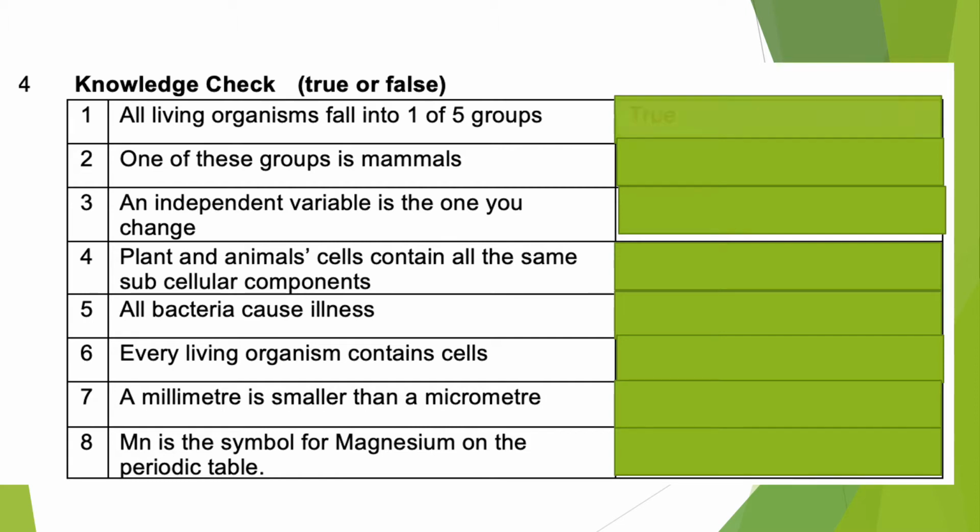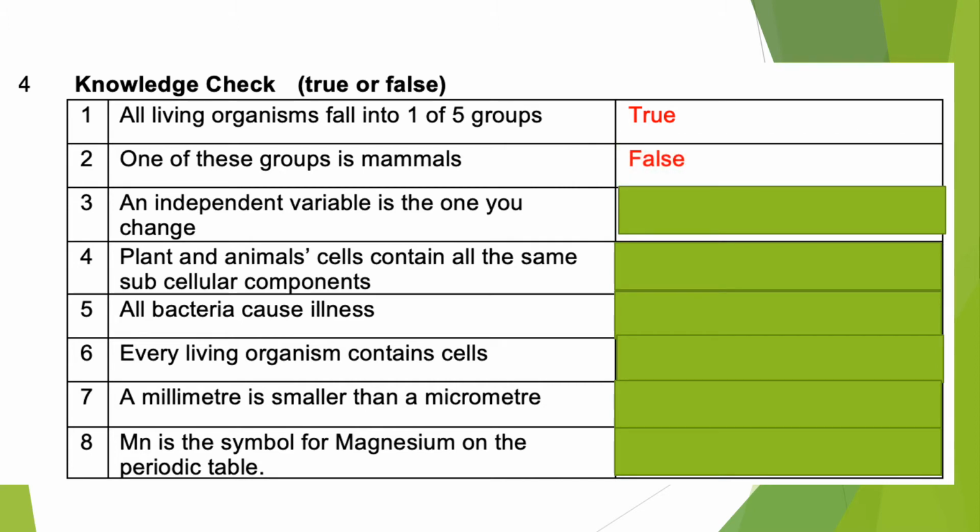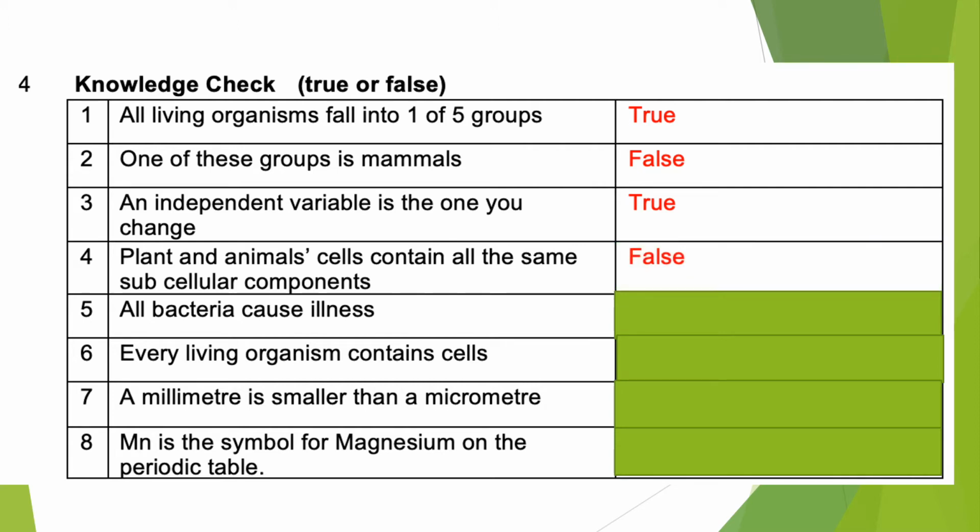This is going to be true, as we are going to learn today. Number 2 says, one of these groups is mammals. This is actually false. An independent variable is the one that you change. This is true. Number 4, plant and animal cells contain all the same subcellular components. This is going to be false, and it might be a reminder from previous lessons.